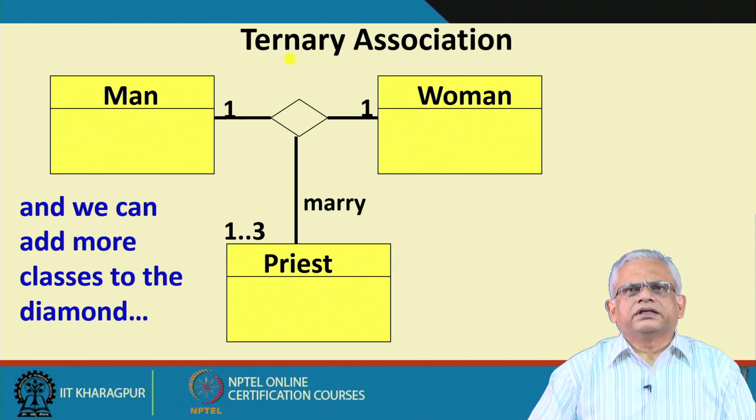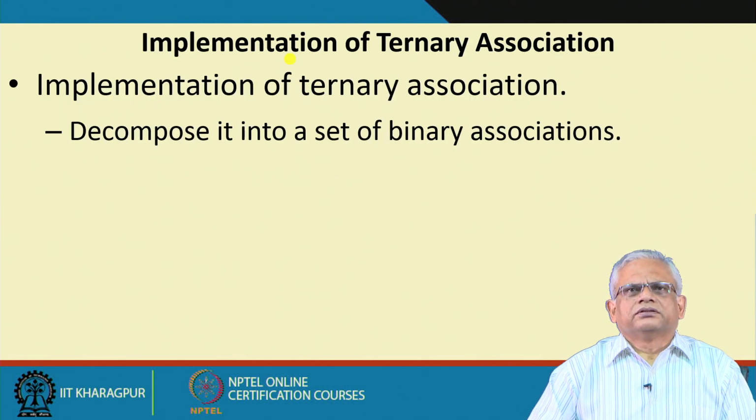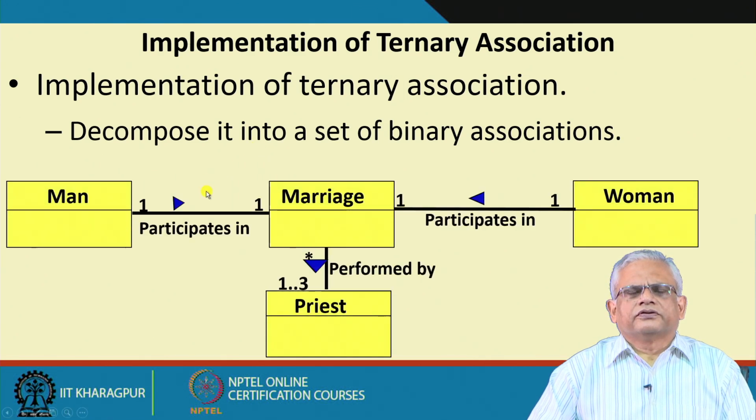But how is the ternary association implemented? To implement the ternary association, we decompose it into a set of binary associations. For the example we discussed just now, the name of the association is made into a class, Marriage. For the man class, a link is established to marriage, a 1-1 link, and woman to marriage, a 1-1 link.